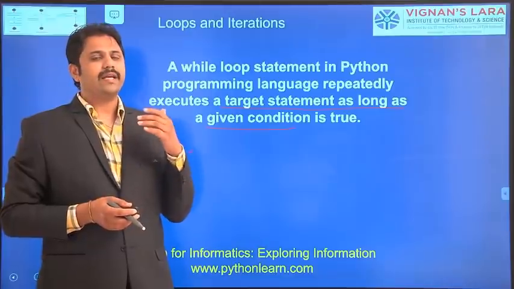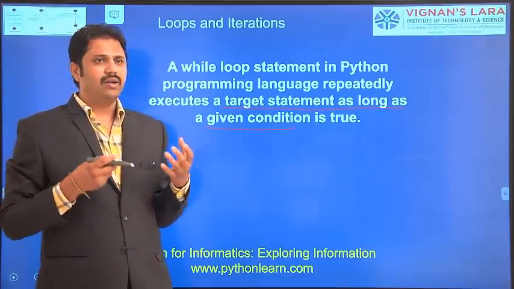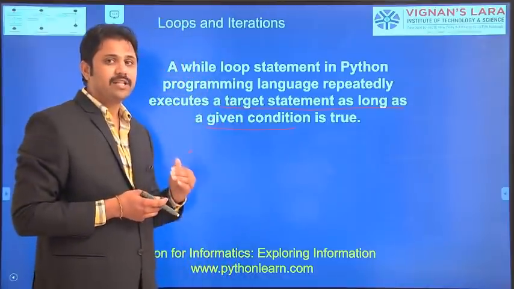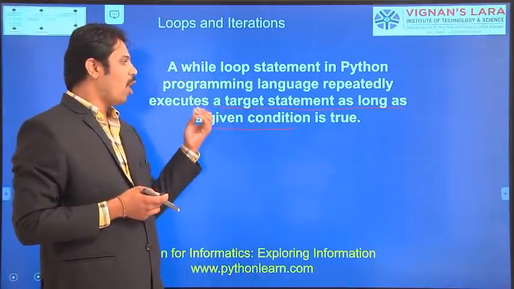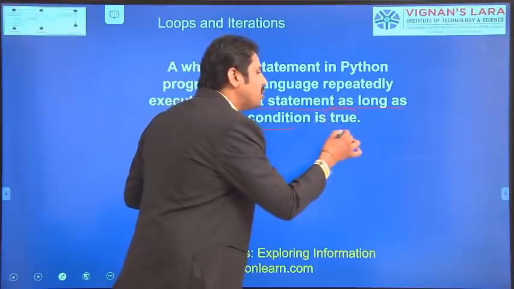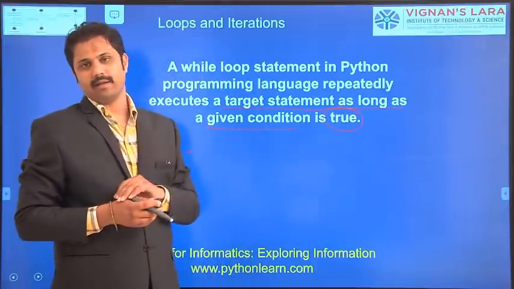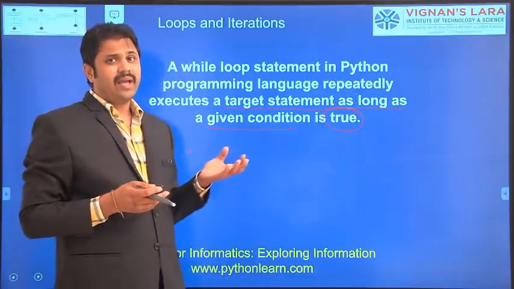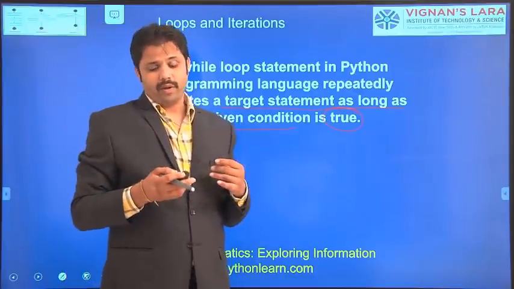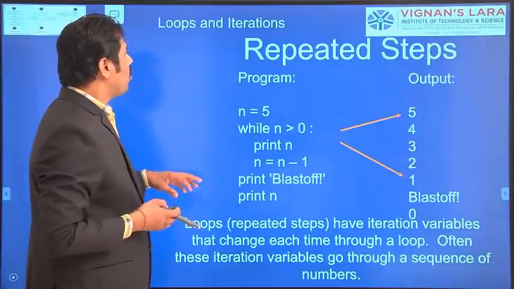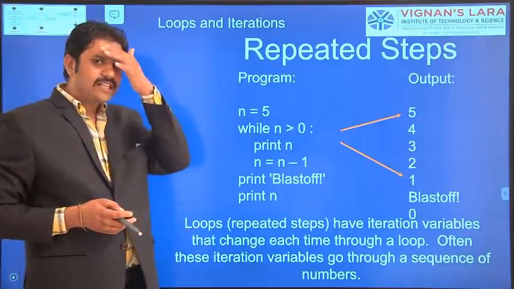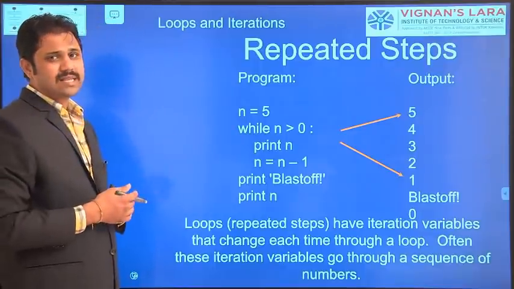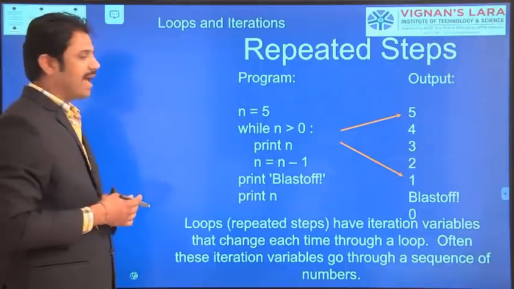So we can't say how many times it is going to be iterated. It depends upon how long the condition is true. It repeats like that. That's why it is an indefinite loop. Let us see a small example. Before discussing the example, let us see the syntax.